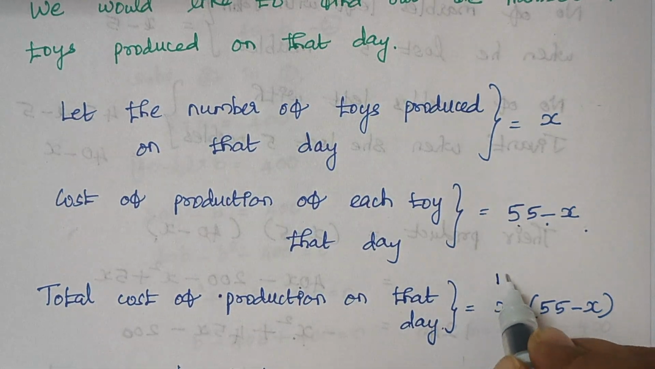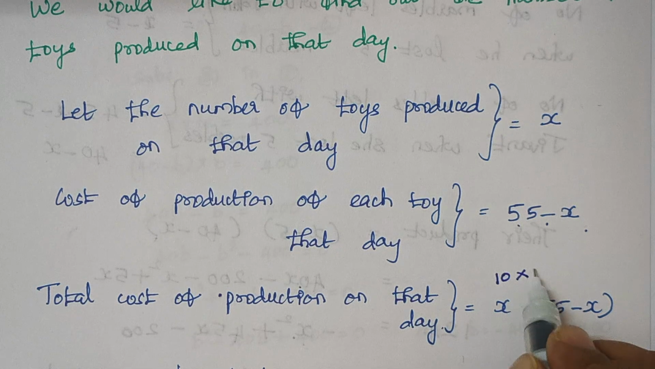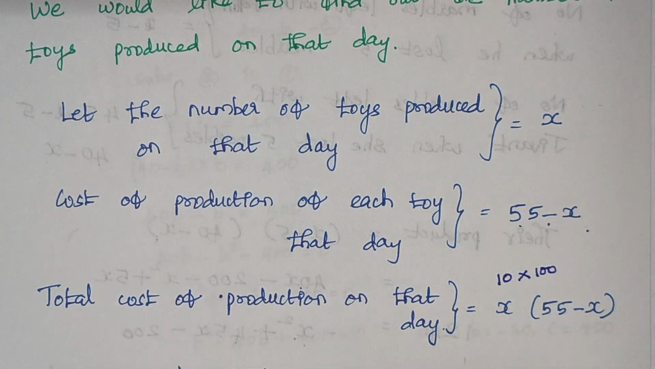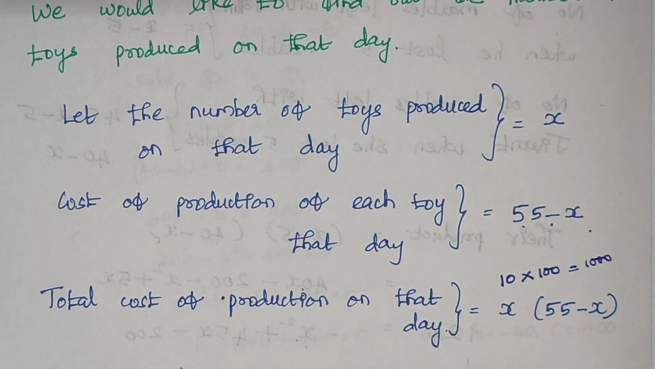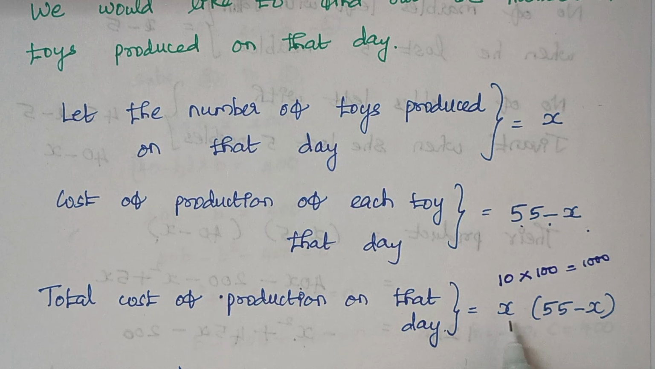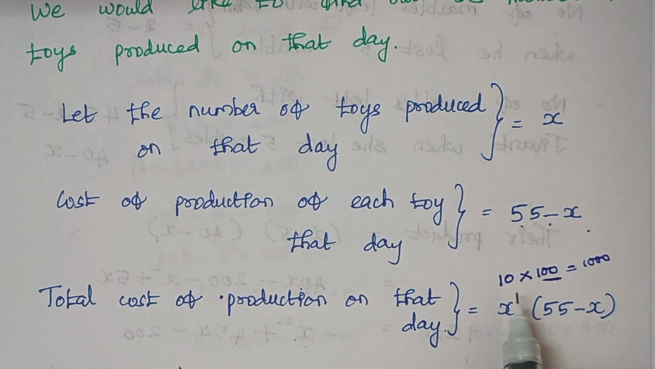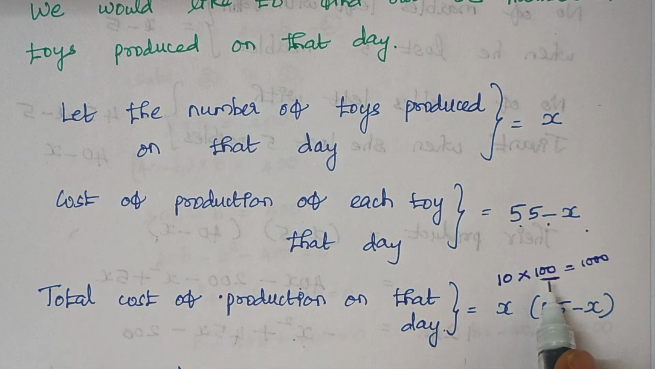multiplied by the cost of each toy. For example, you are producing some 10 toys. And what is the rate of each toy? Let it be some 100. So totally it is equal to 1000. Just for an example I am telling. So here X stands for the number of toys produced, and this 100 stands for the production cost of each toy. For producing one toy, it costs 100 rupees.